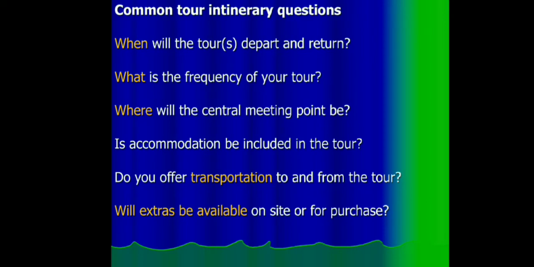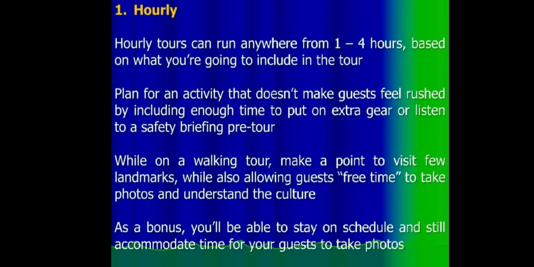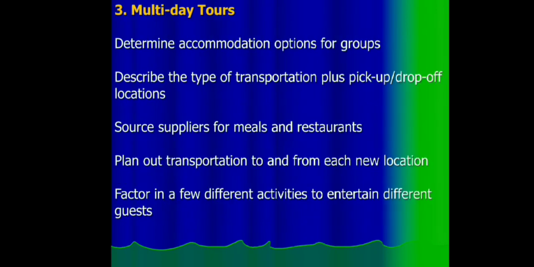When we speak about itinerary questions, you can see on the screen, there are 3 types of itinerary in tourism. The itinerary is planned when the tourist arrives in that country, so tour operators organize a planned itinerary. They can be hourly, from 1 hour to 4 hours. The next type can be a single day tour, from 4 up to 8 hours, and the last one is multi-day tours.